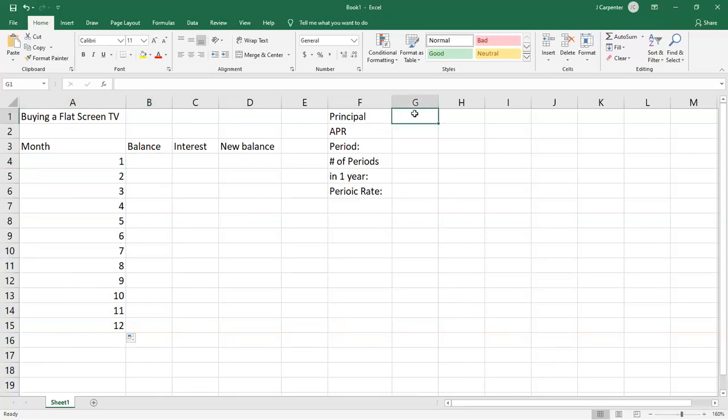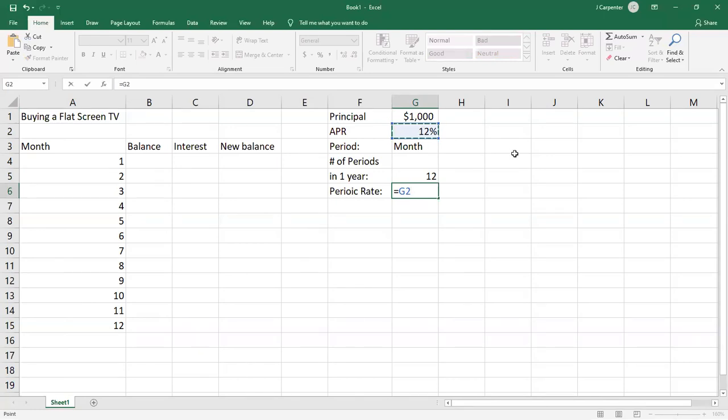So to the side, the principal was supposed to be 1,000. The APR, that was 12%. The period, that was monthly. The number of periods in a year was 12, which makes the periodic rate. And I'm not actually going to just type 1%. I'm going to take equals, so I'm using a formula. The annual rate says, hey, you mean this one? Then I hit slash for division, and the number of periods, the 12.